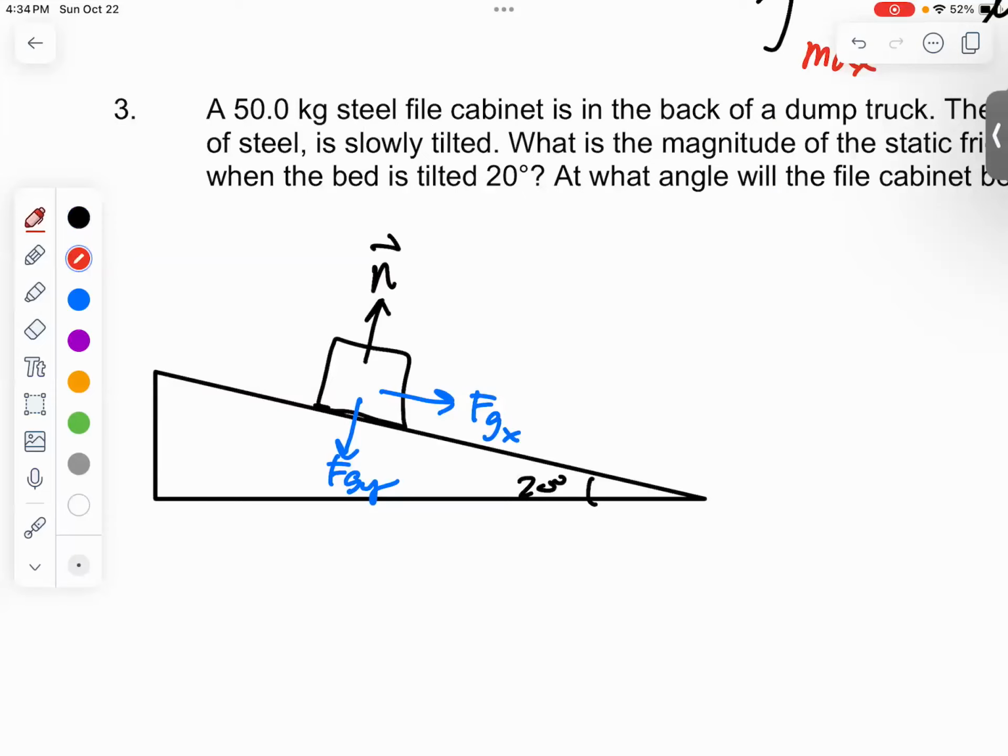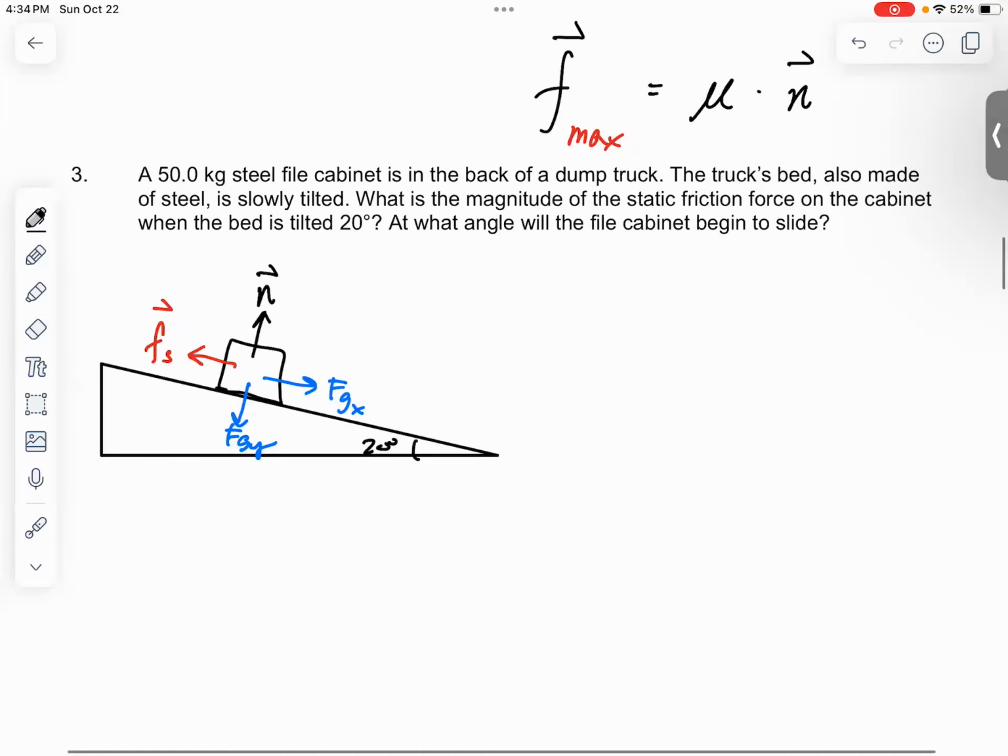And of course, we've got ourselves friction. And this will be a static friction right here. Okay. Any question about the free body diagram? Yes. Doesn't matter. Okay. As long as you have these four forces, it doesn't matter how you draw your incline.